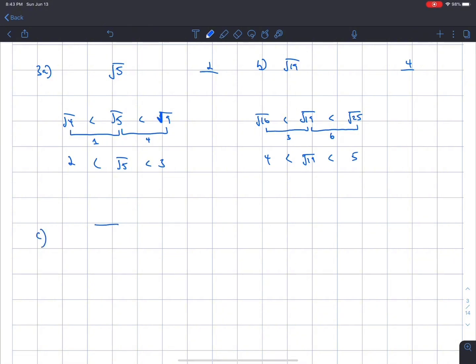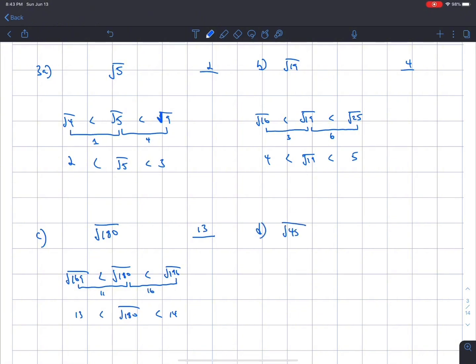c, the square root of 180. The square root of 180 is in between the square root of 169 and the square root of 196. The square root of 169 is 13, and the square root of 196 is 14. When you look at the distance, 169 to 180 is 11 away, and 180 to 196 is 16 away. So we can say that the square root of 180 is closer to 13 compared to 14.